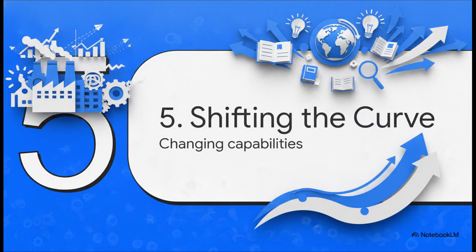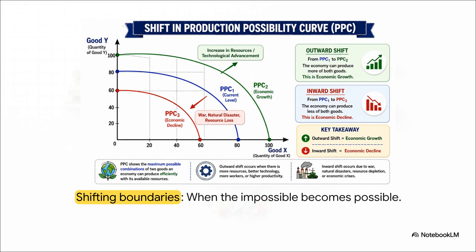All right, Section 5, shifting the curve. Let's look at changing capabilities. Let's move along and see how this builds. Because the PPC is absolutely not a permanent prison. The boundary of what's possible can actually shift.